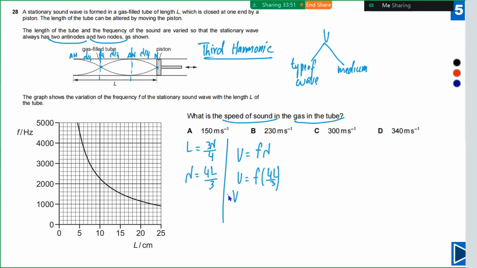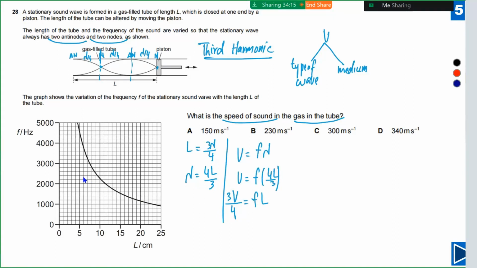So simply I can write 3V over 4. This has to be equal to F times L. Now in this case, you can see this is constant. It means that you can take any value of the frequency and any value of L, and that product also will be constant.